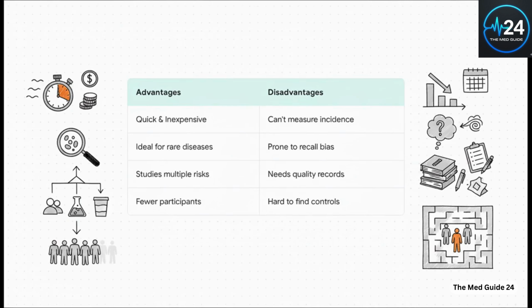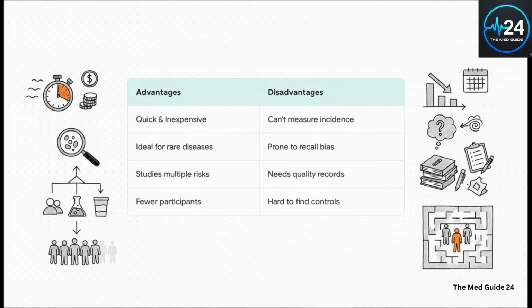This table really lays it all out for us. On the one hand, the advantages are huge. These studies are fast, they're relatively cheap, which makes them perfect for an emergency outbreak. They're also amazing for studying rare diseases because, well, you start with a few people who already have it. Plus, you can look for a bunch of different risk factors all at once.